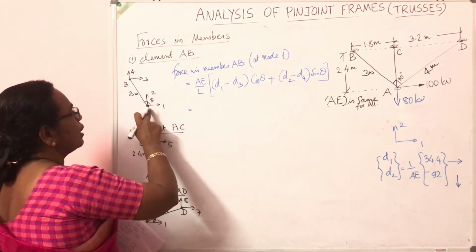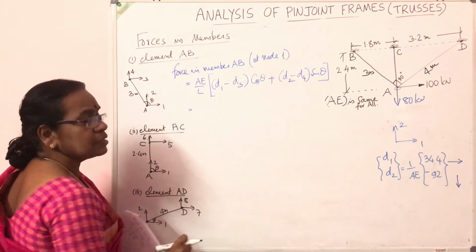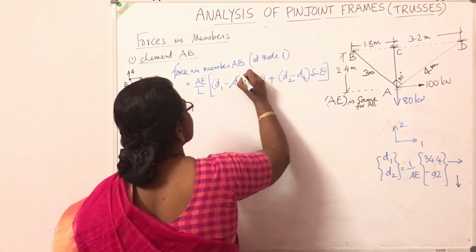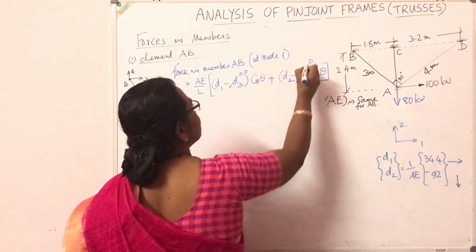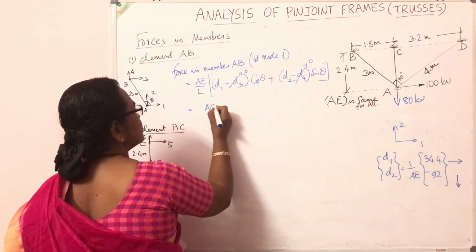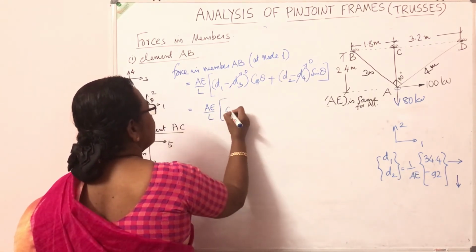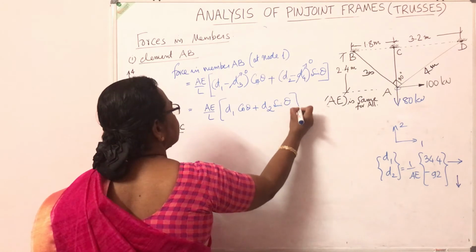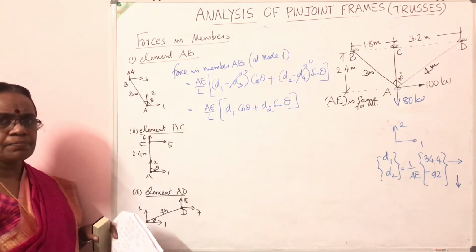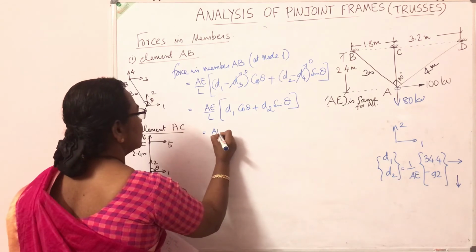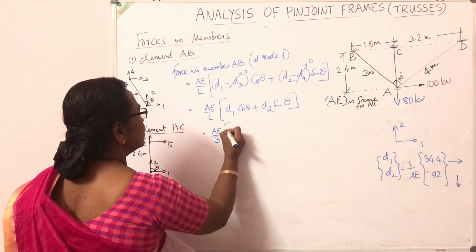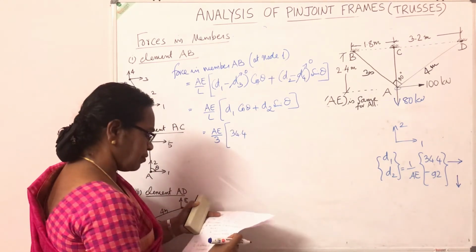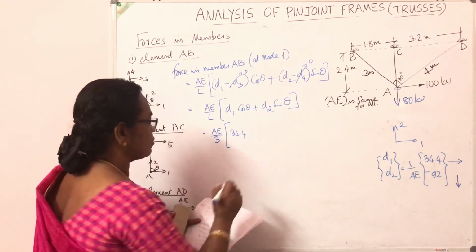In this particular case, we have D1 and D2, the values obtained from the previous step. We know D3 and D4 are 0. If it's a single joint truss, it is an easier one. AE by L into D1 cos theta plus D2 sin theta. So AE by length of the member 3 meter, D1 the value is 34.4. Cos theta value we have arrived from the first step while forming the element stiffness matrix.